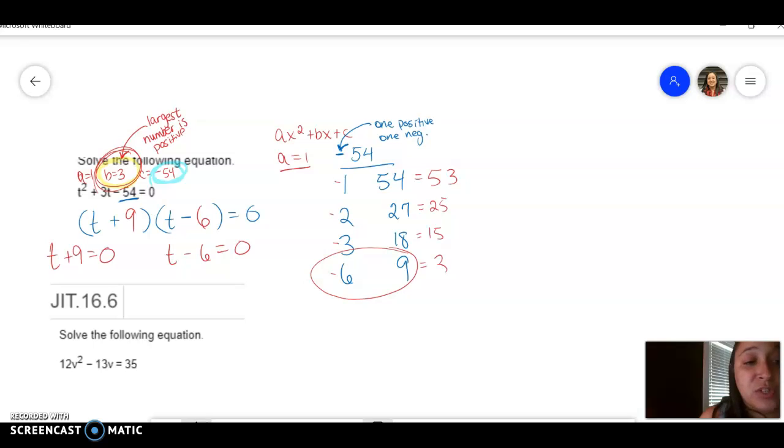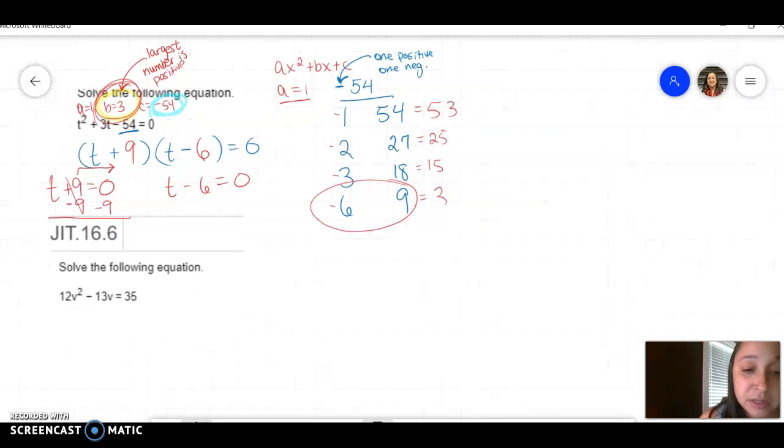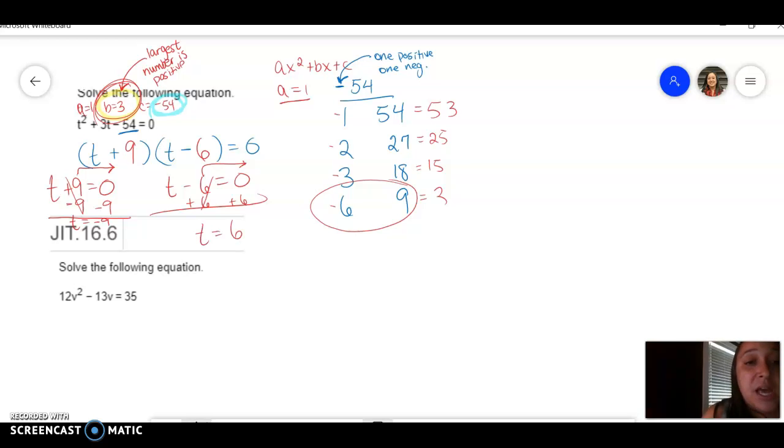So for that first one, for t plus 9, if I want to solve for t, what I would do is subtract 9 from each side. I'm running out of room, but that will leave me, let's put it up under here, that t is equal to negative 9. Okay, same thing for my 6. Bring that 6 across, which means I would have to add 6, and that leaves me with t is equal to 6. And what you notice is I have two answers here. I have that t can be equal to a positive 6, and t can be equal to a negative 9.